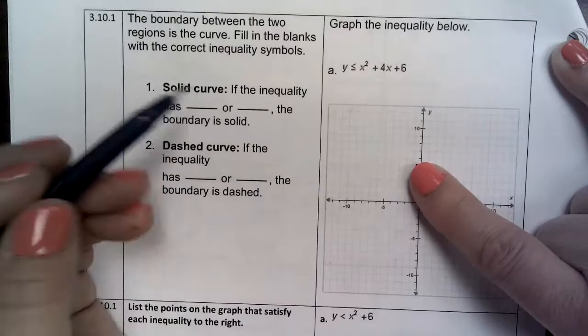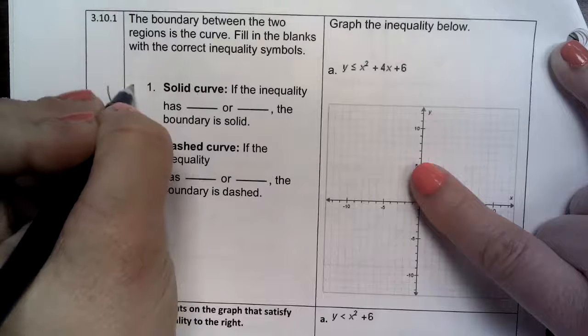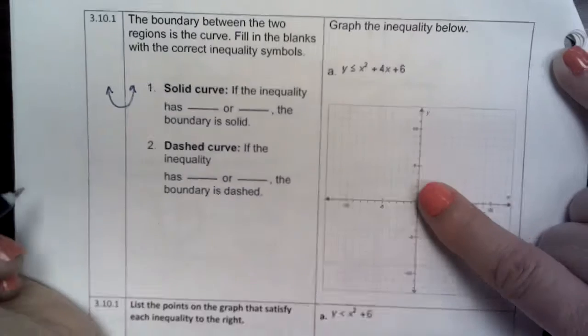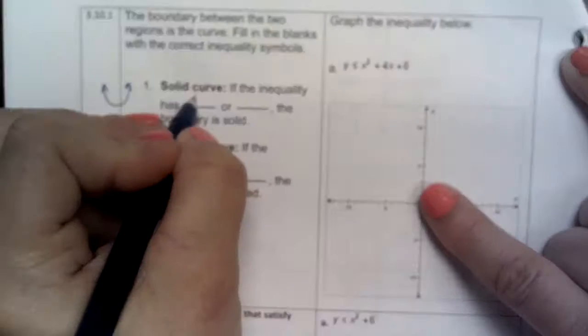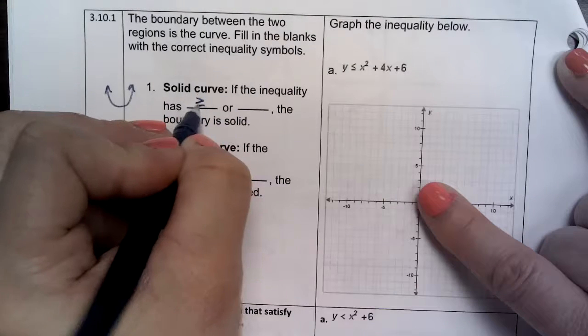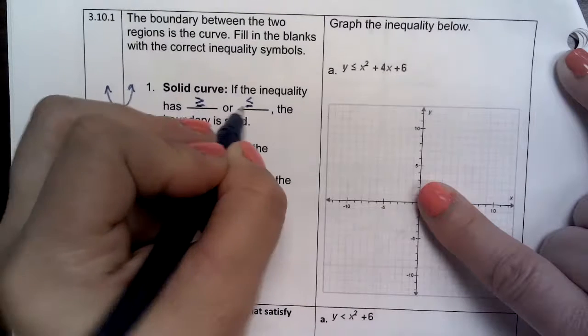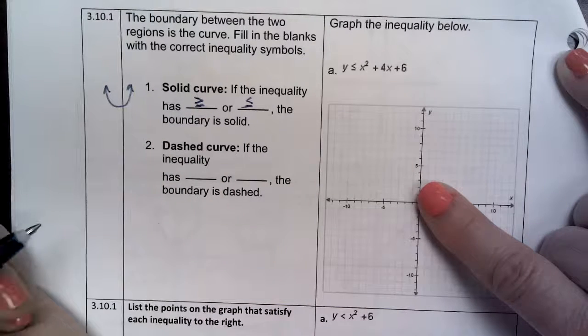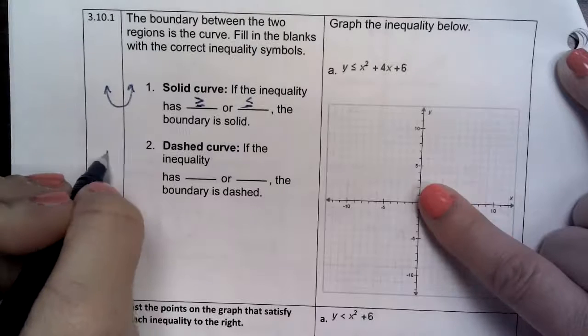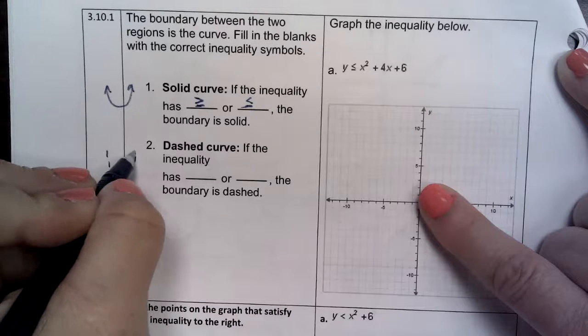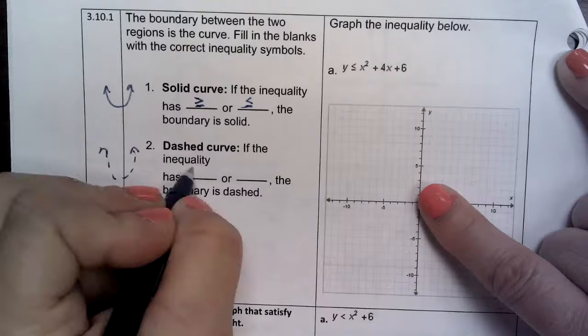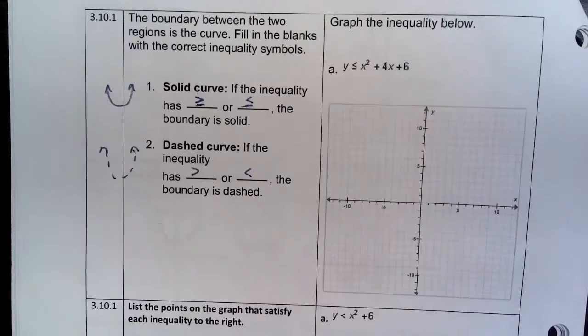So a solid curve. In other words, if you're drawing your parabola and it has a solid line on it, that means that it is greater than or equal to, or less than or equal to. One of my students said, if it's got a line under it, then it's a line. So if it's a dashed curve, that means that it's just greater than or less than, because it does not actually touch that parabola.